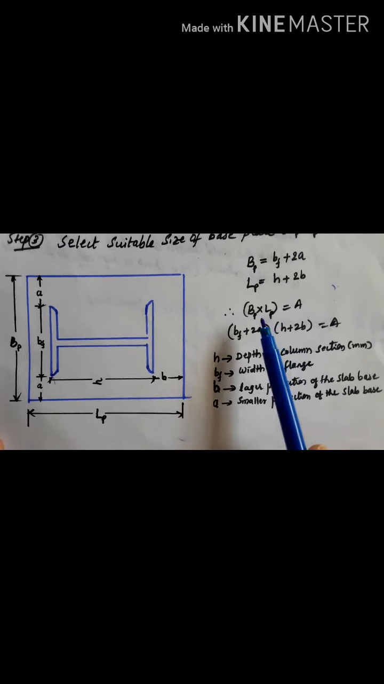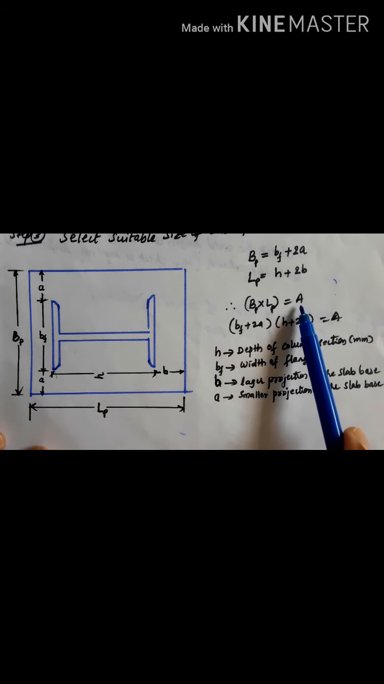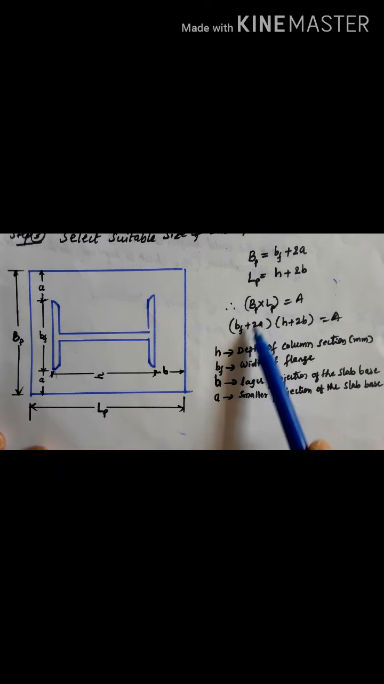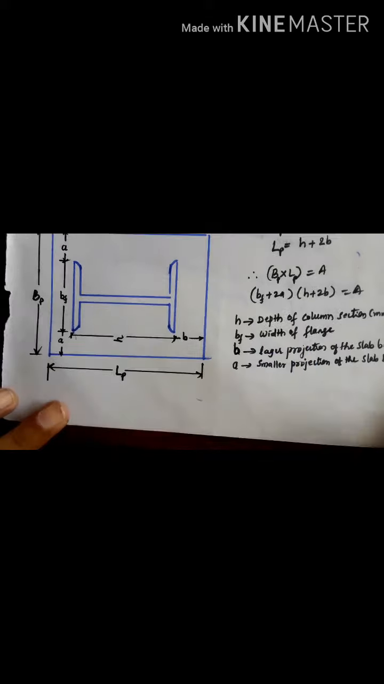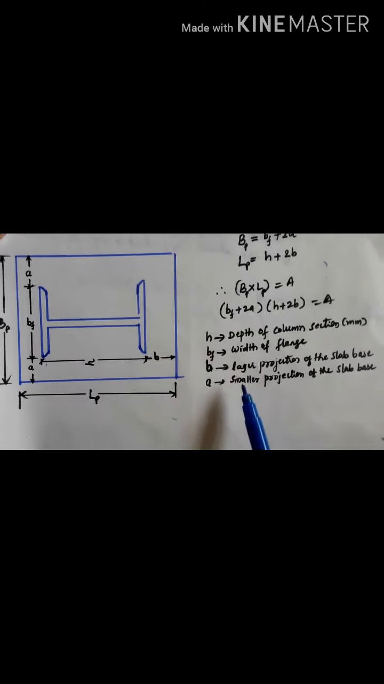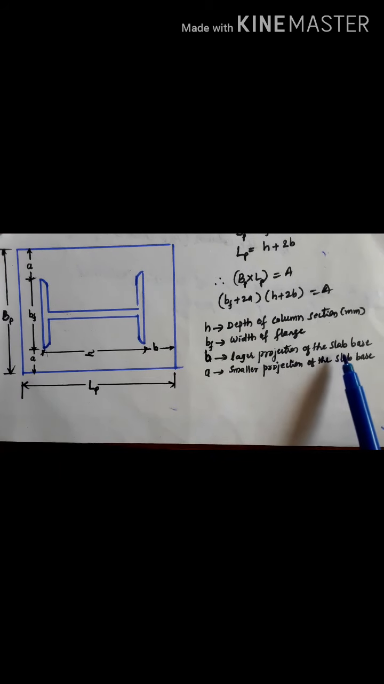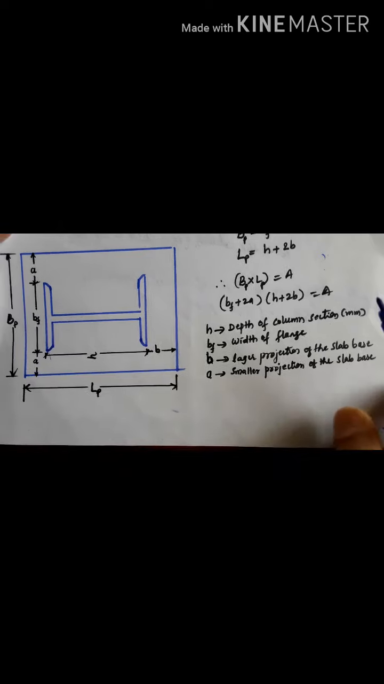Then breadth into length will be the area. You substitute here and you will get the area, where H is the depth of the column section, B is the width of the flange section, and small b is the larger projection of the slab base. Then A is the smaller projection of the slab base.